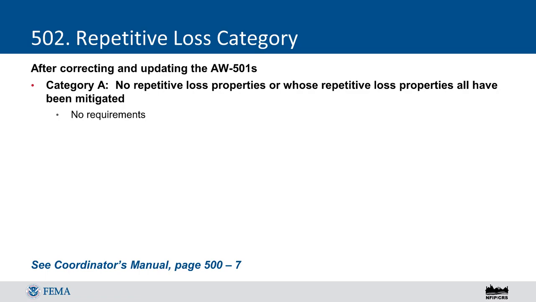After correcting and updating your AW501s, if you find you're an RL Category A, which means you have no repetitive loss properties, you are free and clear. You have no further requirements under this particular section of the CRS program.